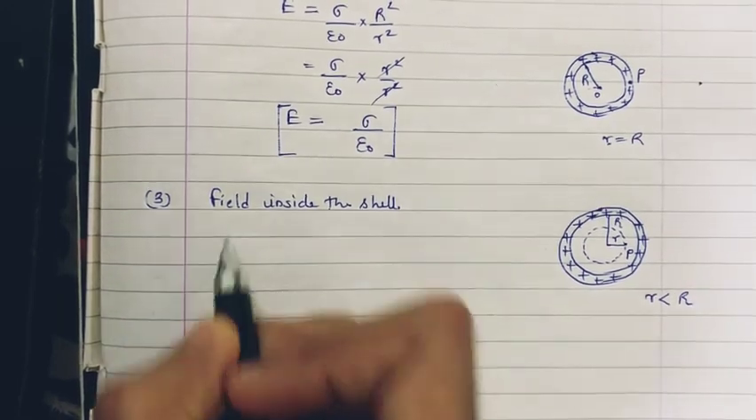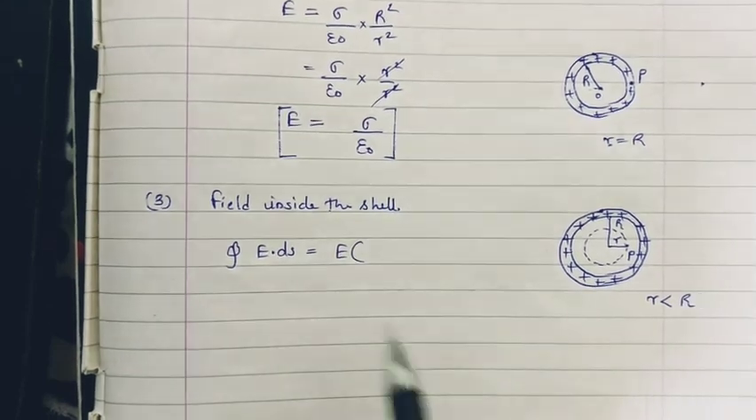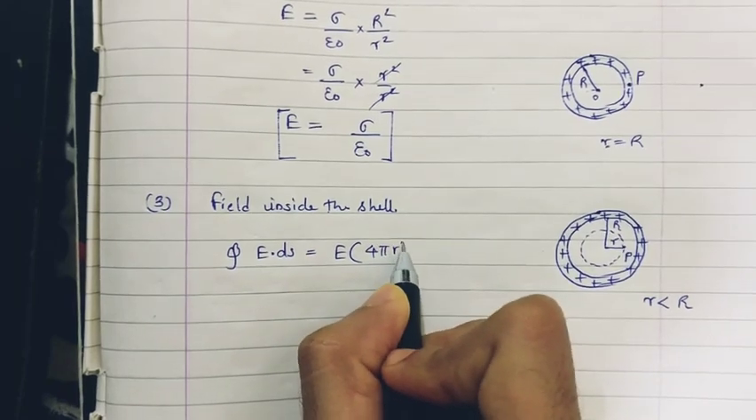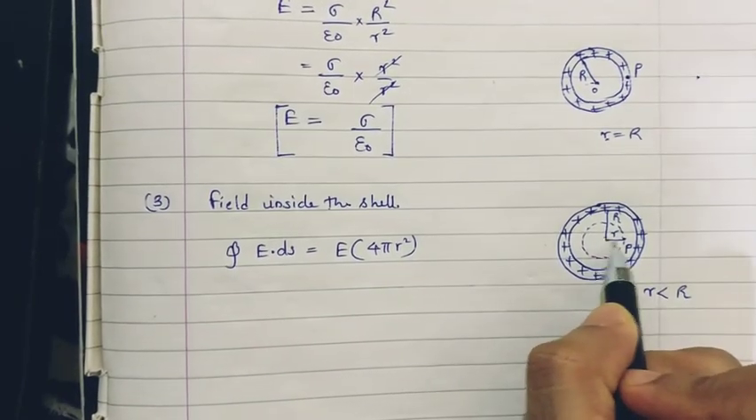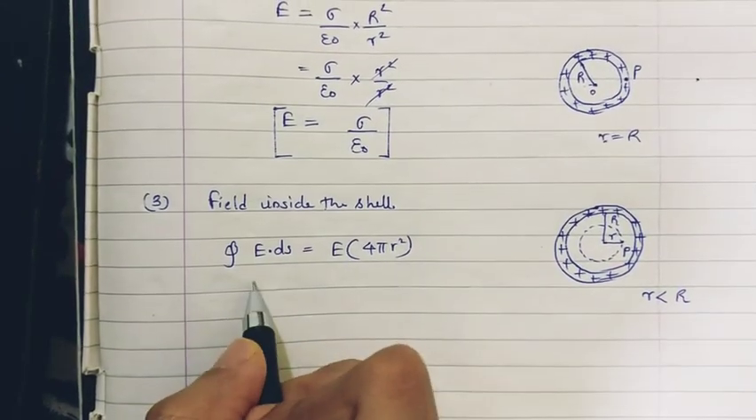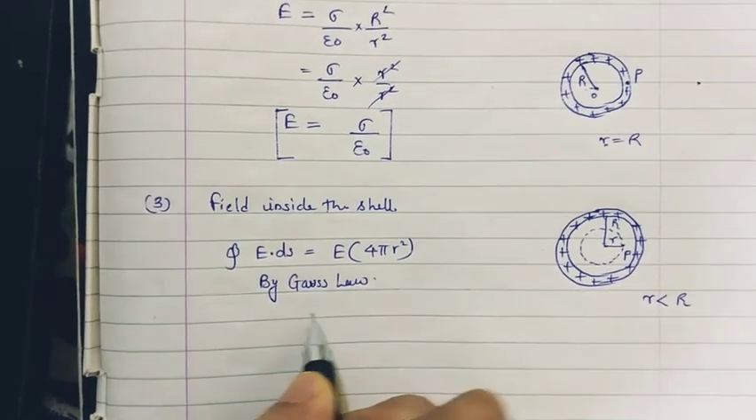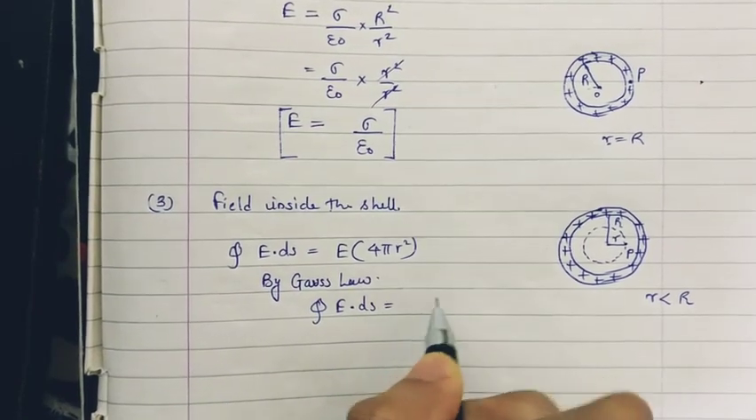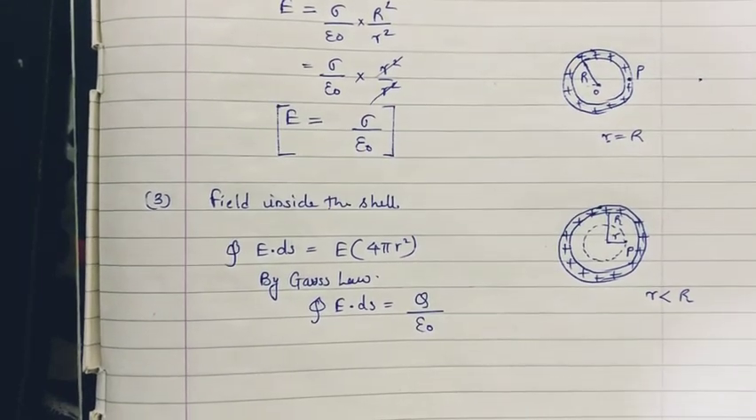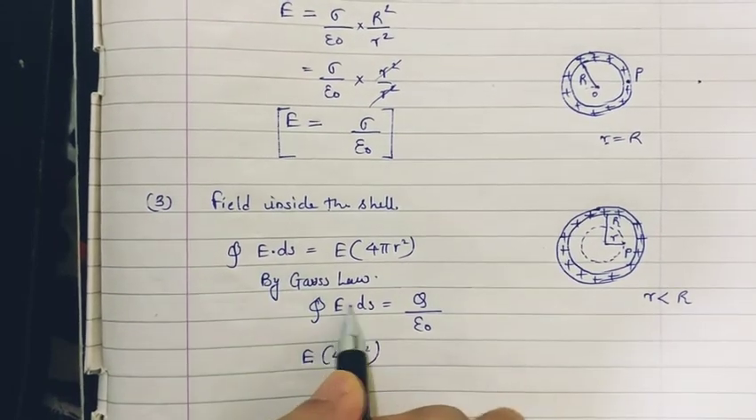So let's find out the flux over here. The total flux, integral of E dot dS, will be the electric field multiplied by the area of the Gaussian surface. What is the area of the Gaussian surface? 4 pi r square, small r square, because the radius of the Gaussian surface is small r. Now let's apply Gauss law. The total flux enclosed by the Gaussian surface is the total charge enclosed inside the Gaussian surface divided by epsilon naught. This we got as E into 4 pi r square, so I'm just substituting this over here.